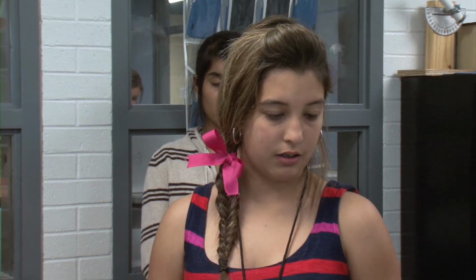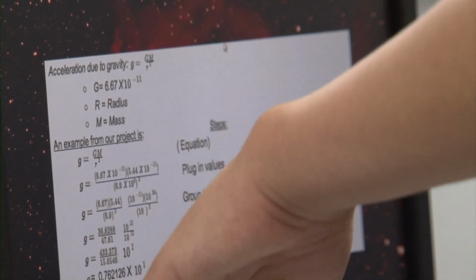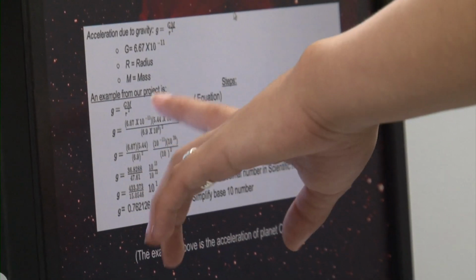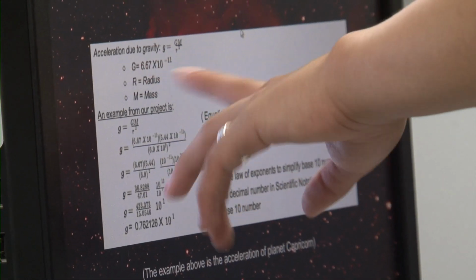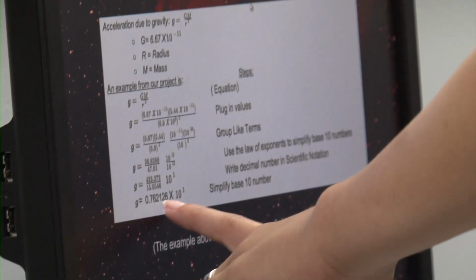I guess it shortens numbers down, as if there was a decimal to an exponent or power of something. Okay, and an example would be negative 3 for this stuff. I guess the solution due to gravity, and we use this equation, and we got this.